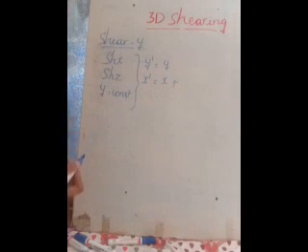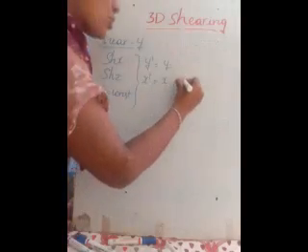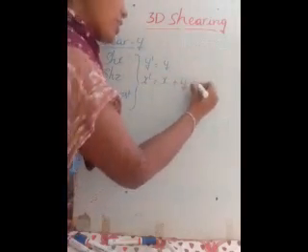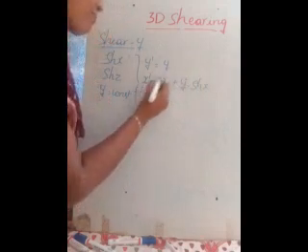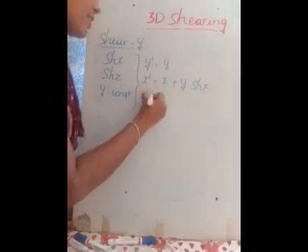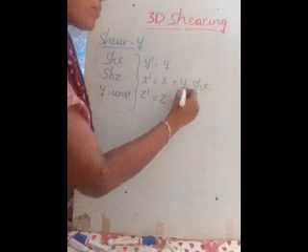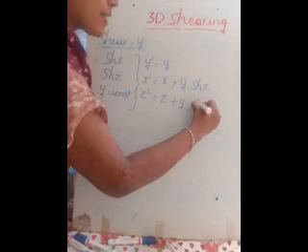You are shearing with respect to Y, and so consider Y. Then the shear factor is shear X. You are shearing X. Then Z dash is equal to Z plus Y dot SHZ.